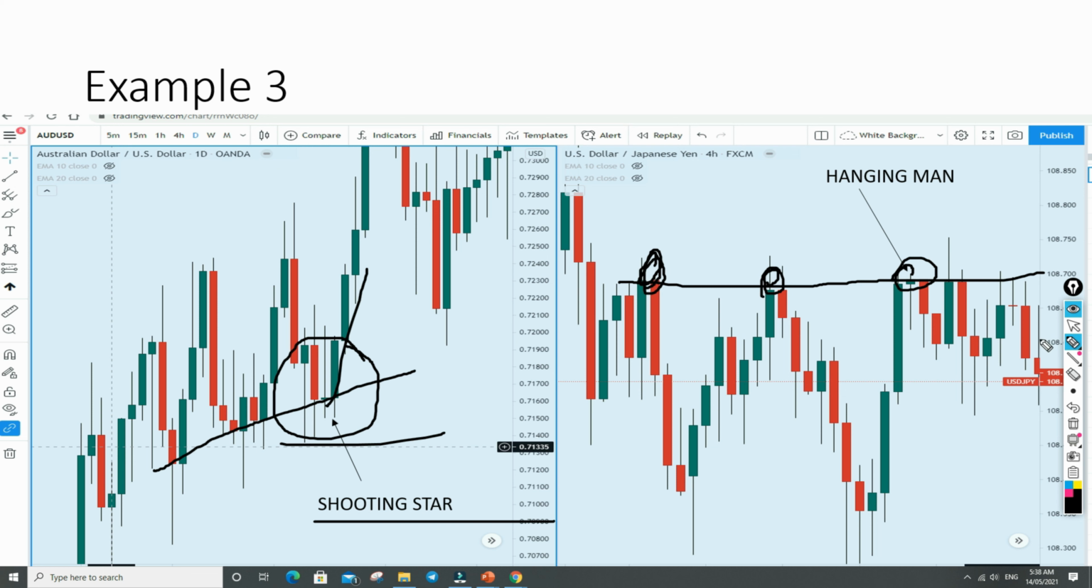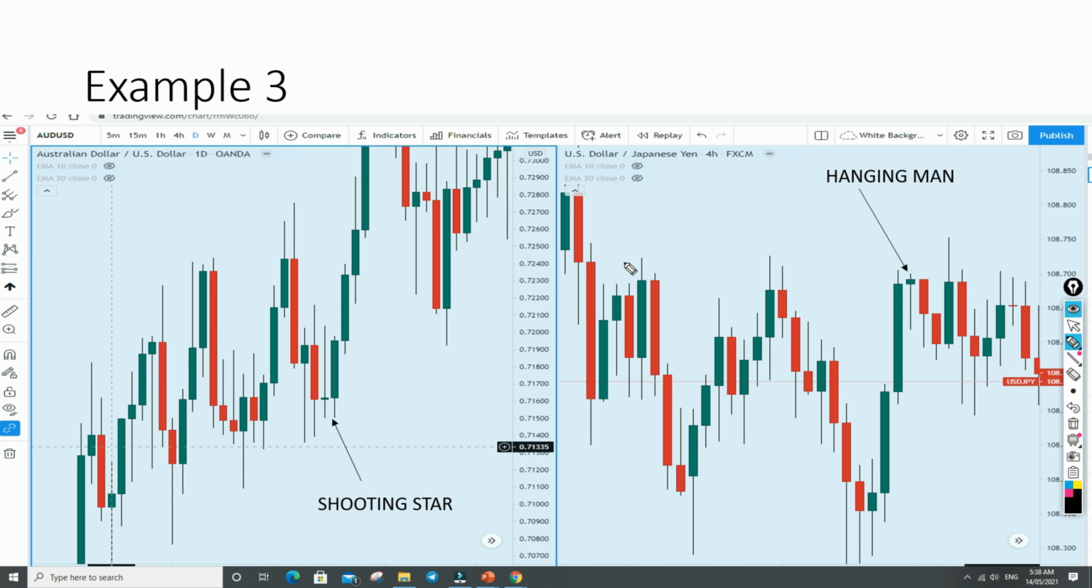When the price came here, we can watch the price action for further rejection, because since it has rejected quite a few times, there is a chance that it will be rejected again. And that is what happened. What happened? The price came here to this zone, creating this hanging man.